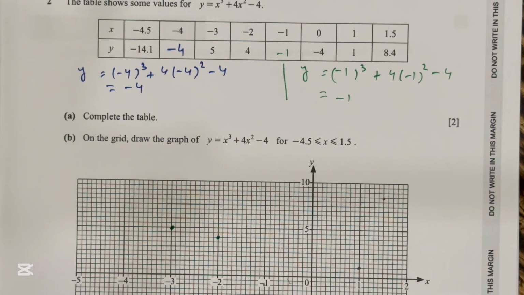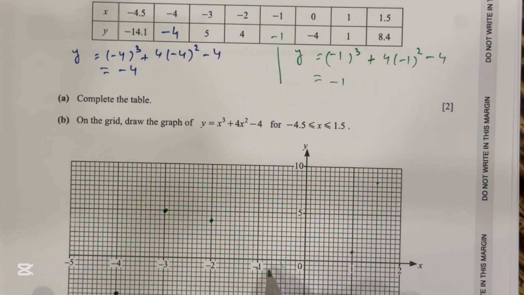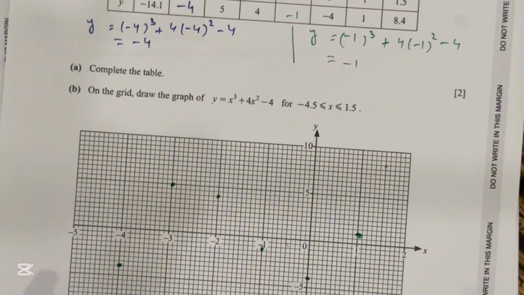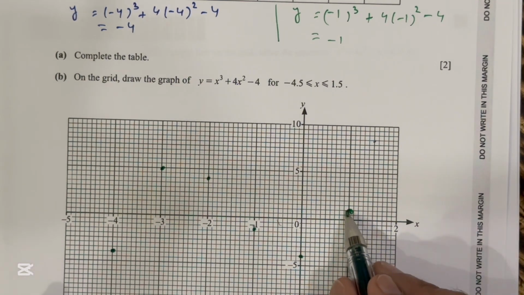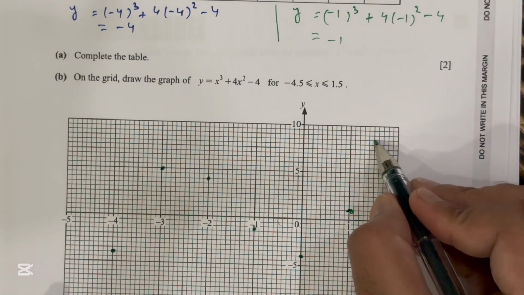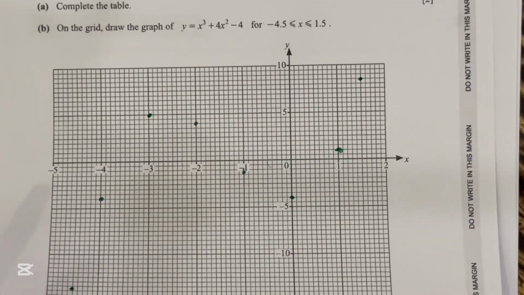At minus 1 the value is minus 1, so at minus 1 the value is minus 1, that would be here. And at 0 the value is minus 4, at 1 the value is 1, and at 1.5 the value is 8.4. So these are all the points on the graph.